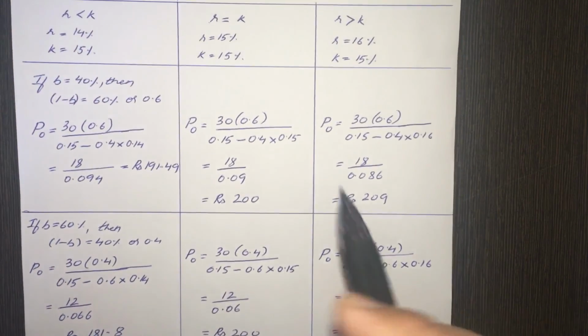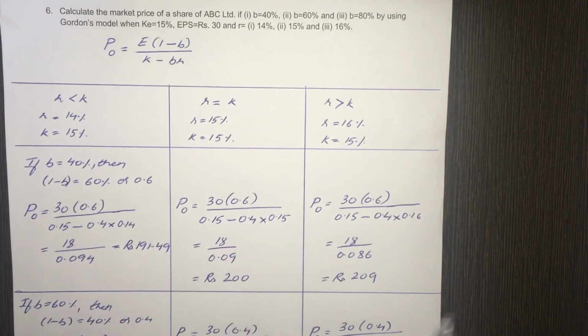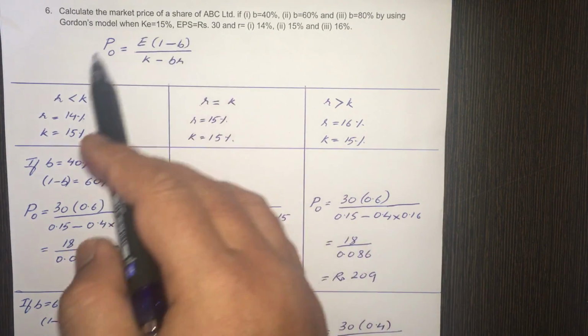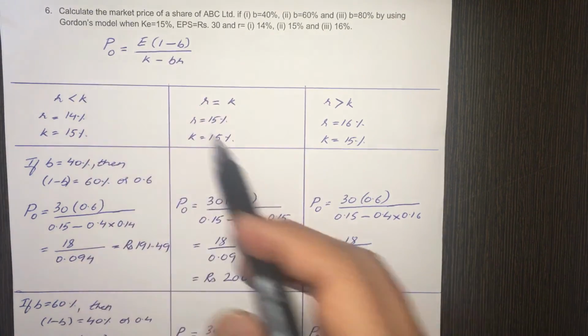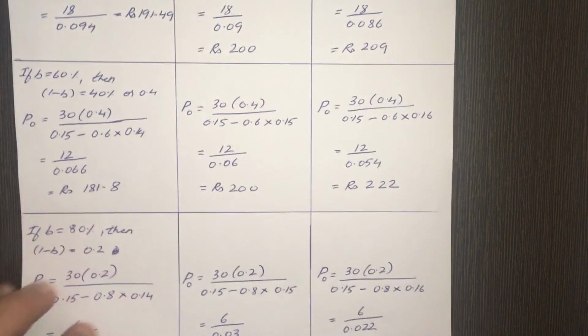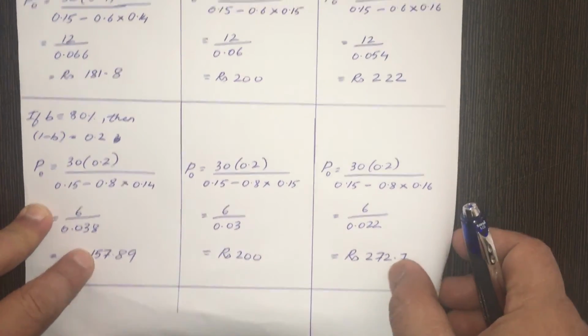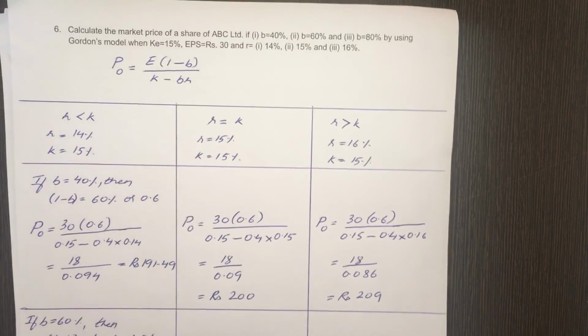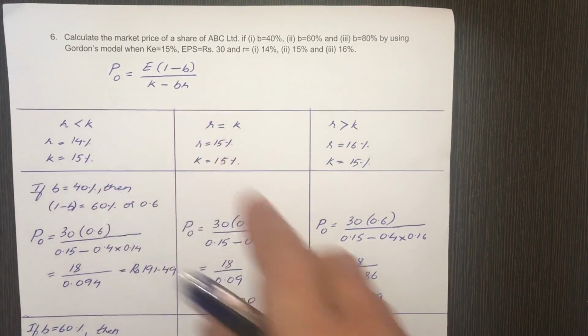So if you look closely at the Gordon model, it is almost the same as the James Walter model, except that the basic valuation formula changes. So this is how you solve a problem using Gordon's model. Stay tuned for 2 more problems using Gordon's model.